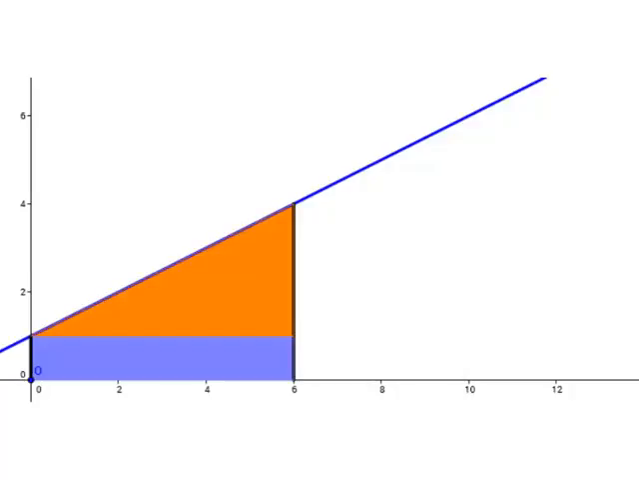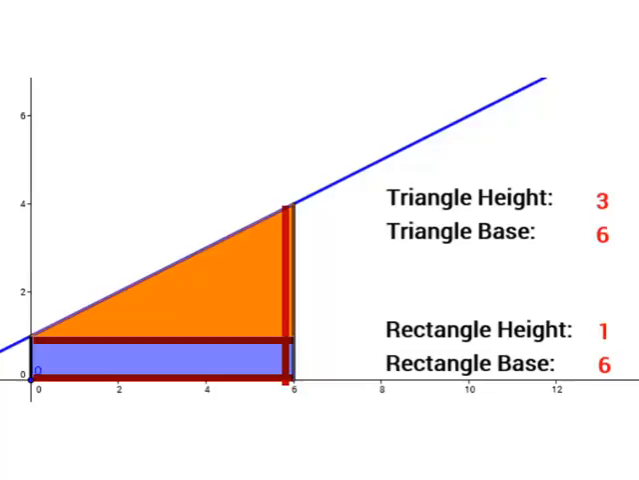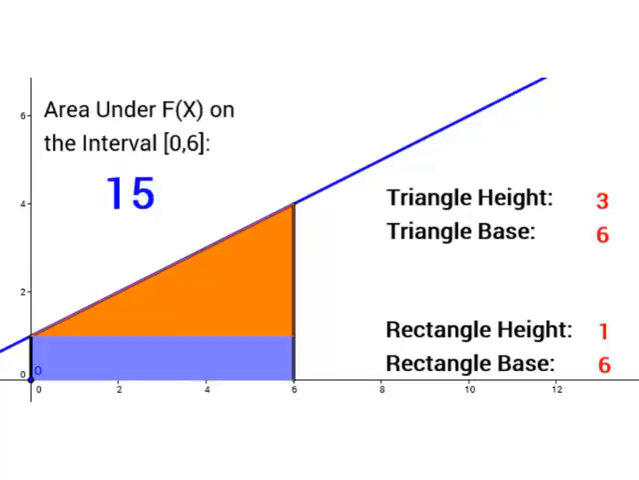We realize the region as a triangle above a rectangle. If we take the sum of the triangle and rectangle areas, we find the area under f on the interval. The base of both the rectangle and the triangle have length 6. The height of the rectangle is 1, and the height of the triangle is 3. The area of the rectangle, 6 times 1, plus the area of the triangle, half of 6 times 3, gives the area under f on the interval, which is 15.